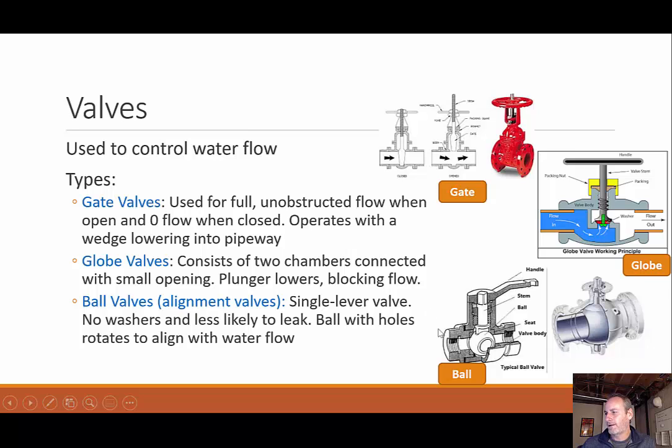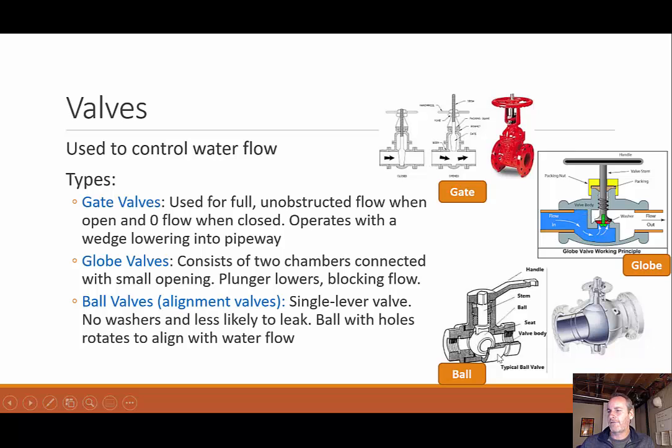We have globe. The way a globe valve works is I have these two chambers. In this case, I have it closed. So I have this water chamber and this air chamber separated by this plunger. If I pull this plunger up, then water can flow through from one chamber to the other and then out. So this is a globe valve.